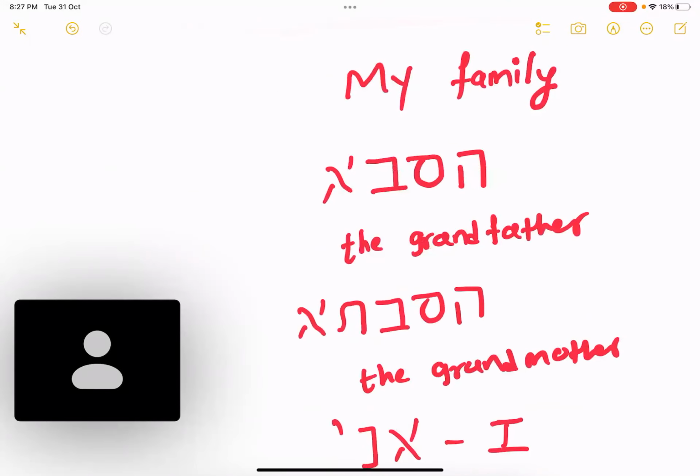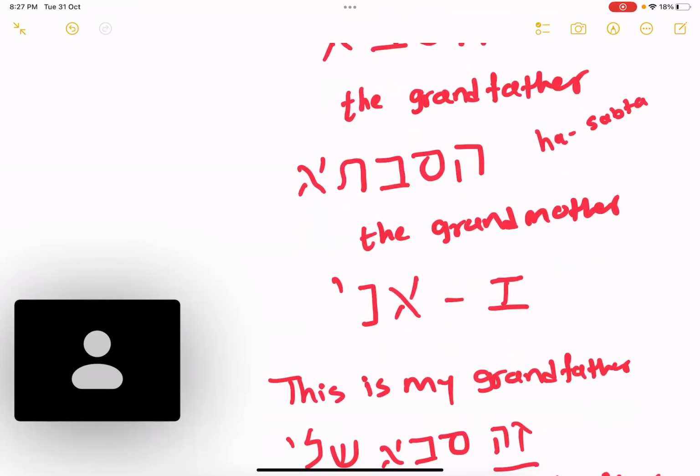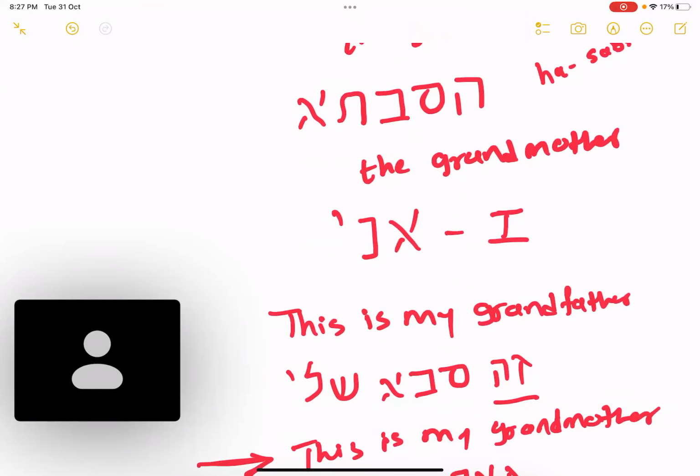Then say after me. Saba. Saba means grandfather. Then Savta. Savta means grandmother. Grandmother. And Ani. Ani means I.